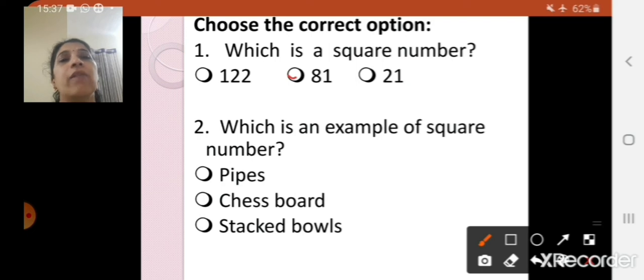Now second one, which is an example of square number, right? Now three options are given, pipes, chessboard and stacked balls. Now when we were doing the lesson of patterns, we had taken these examples, children, right? Pipes, it was forming a triangular number, and stacked balls also, it was forming the shape of a triangle. And chessboards, if you can see, there are squares on the chessboard. So the example of square number is chessboard. So you will select this as the correct answer.